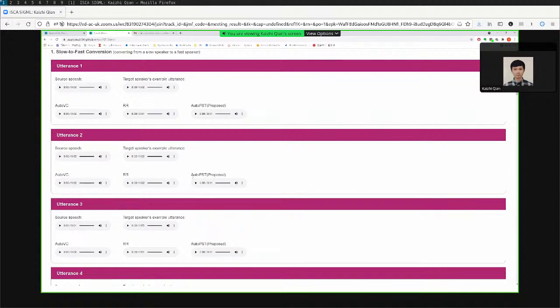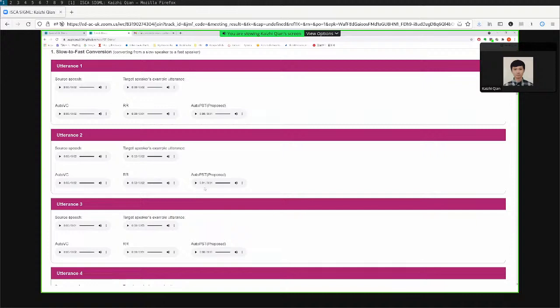So first is the AutoVC result, "5 thick slabs of blue cheese," which is as slow as the source speech. And here is the random resampling result, "5 thick slabs of blue cheese," which is slightly faster, but still slow. And then finally, the AutoPST result, "5 thick slabs of blue cheese," which is almost as fast as the target speaker.